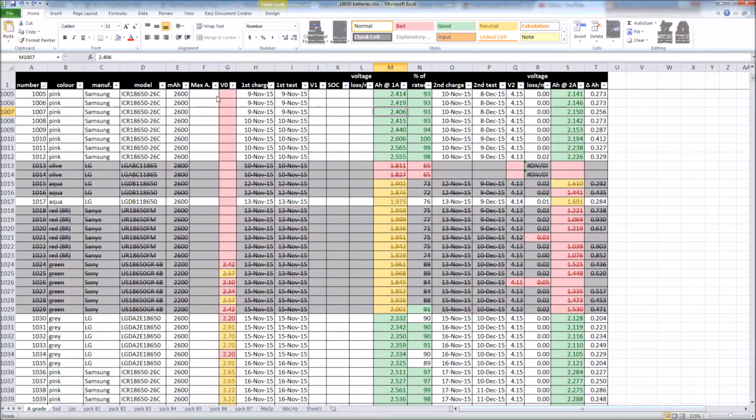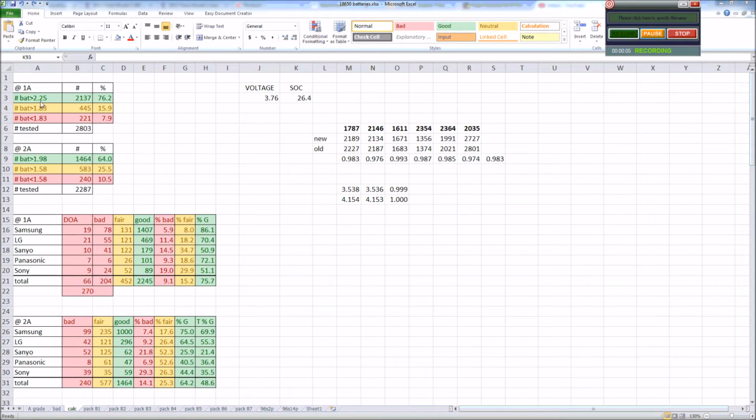So you can see here, the first charge is the same date as the first test, because I put the batteries in the Opus charger. It charges it up, tests it, and gives me the result. So I don't calculate the voltage loss at this point. Once I have the results, the second charge date is obviously the same as the first test date, and then I let the batteries sit for roughly a month, and I retest a month later, and this is the result at a 2 amp discharge rate. On this page, I have calculated the number of cells that are testing greater than 2.25 at 1 amp.